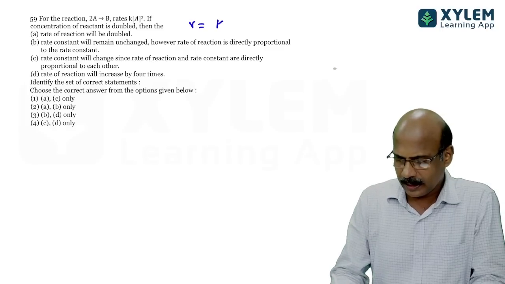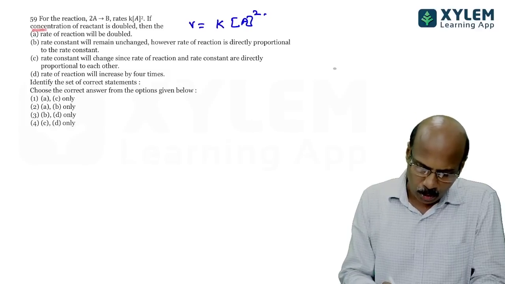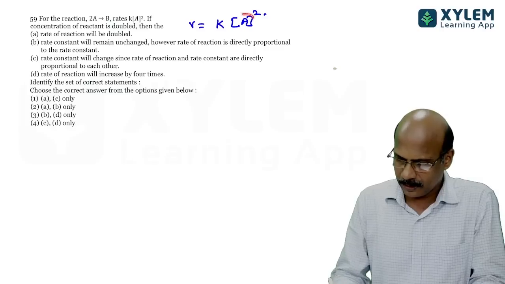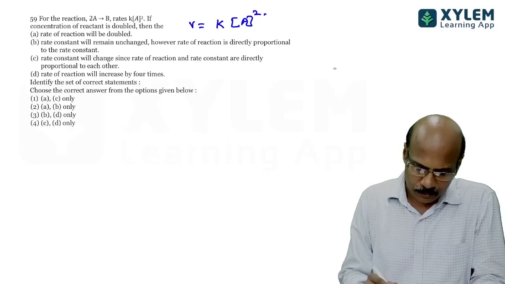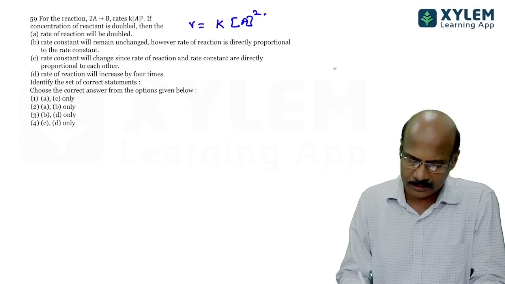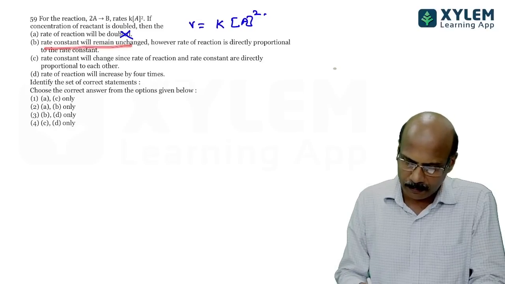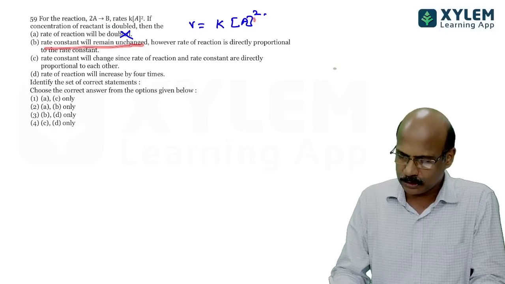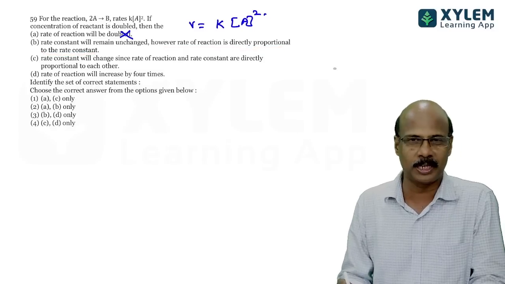Coming to question number 59. They say for the reaction 2A gives B, rate is k[A]^2. That is, rate of the reaction is k into concentration of A squared. If the concentration of reactant is doubled, no doubt the rate increases to 4 times. So what about the first part? Rate of the reaction will be doubled is not correct. What about the second part? Rate constant will remain unchanged, no doubt. If you change concentration, nothing will happen to the rate constant.